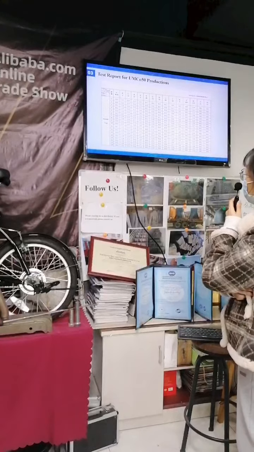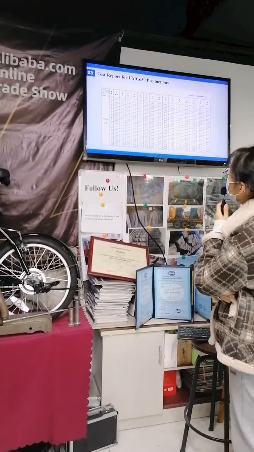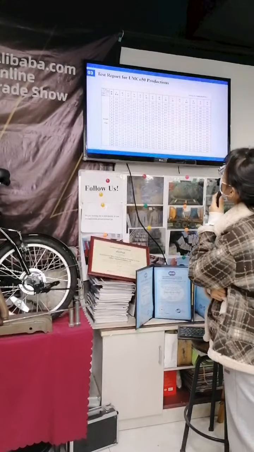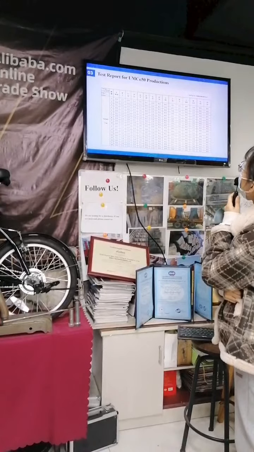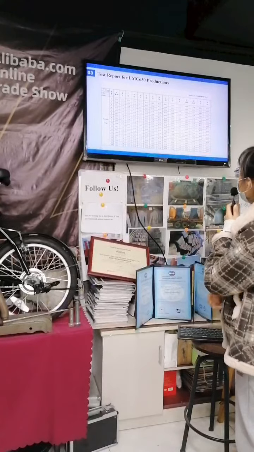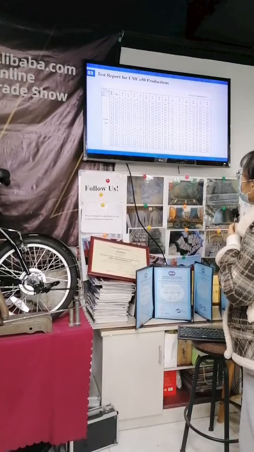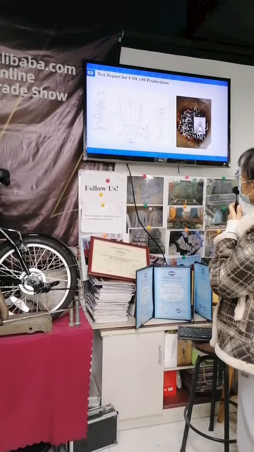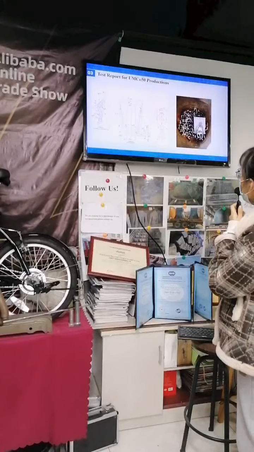This picture shows us the drawing, casting size, and items. This picture is the production drawings.